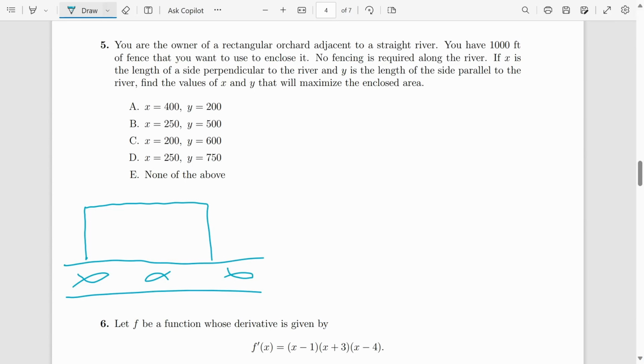the river. So our x is the length of a side perpendicular to the river, so that's these two fences right there. And then y is the length of the side parallel to the river, so that's the length right there. It's all a rectangle, so we've got right angles all around. And we're asked to find the values of x and y that will maximize the enclosed area. So we need to find x and y that make A as big as possible.